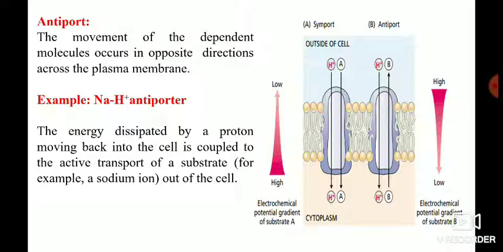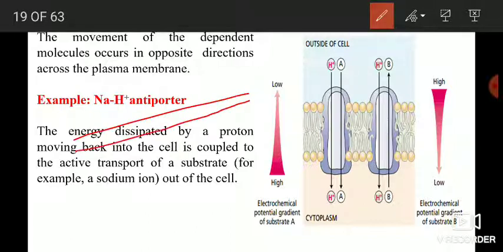Another type of co-transport is known as antiport. In this type of transport process, the movement of the dependent molecules occurs in opposite directions across the plasma membrane. Here this is the plasma membrane and this is the transporter protein, which is known as antiporter. In this antiporter, one molecule moves in this direction and another molecule moves in the exact opposite direction. So that type of co-transport in which the dependent molecules move in opposite directions across the plasma membrane is known as antiport. And the best example of antiport is the sodium hydrogen antiporter.